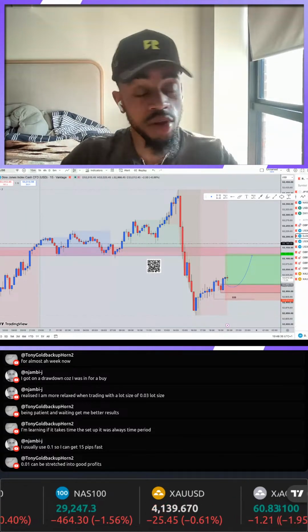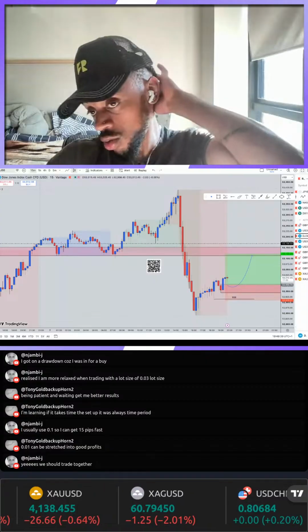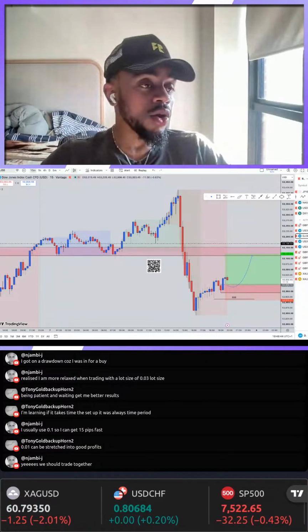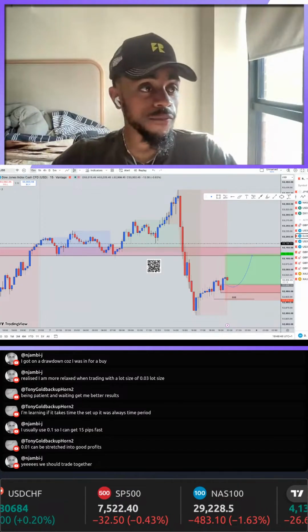0.01 can be stretched. I'm not saying you're wrong by trading 0.1, but just calculate the lot is all I'm saying. It works out way better than just guessing.